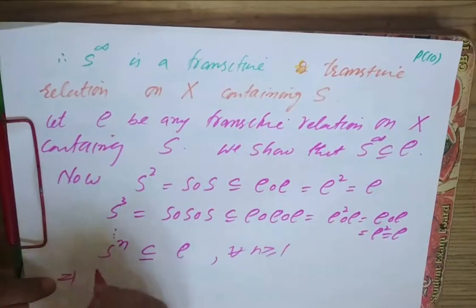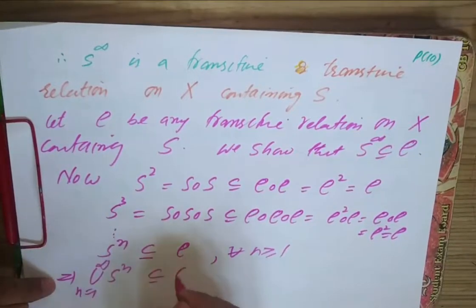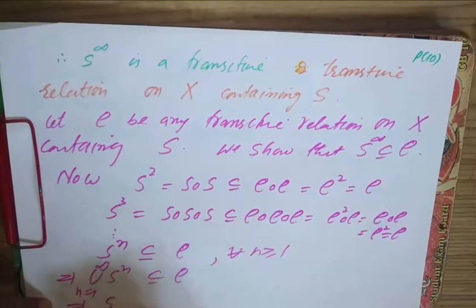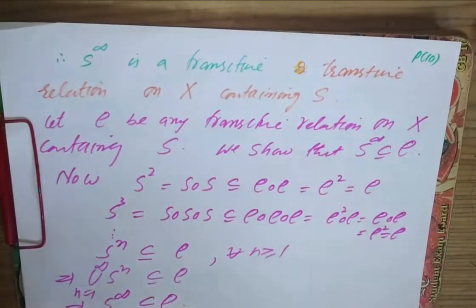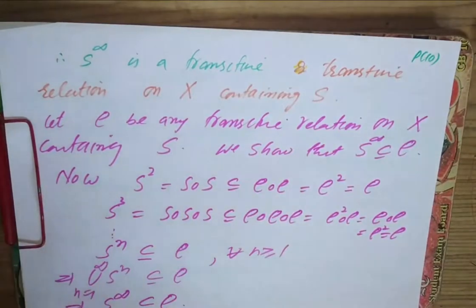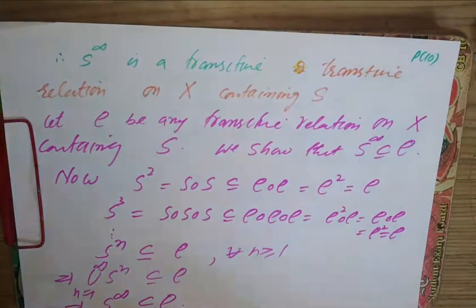So that means the union of S n, where n runs from 1 to infinity, is also a subset of rho. But this is actually S infinity by the definition of S infinity. So S infinity is a subset of rho. So that means S infinity is the smallest transitive relation containing S.